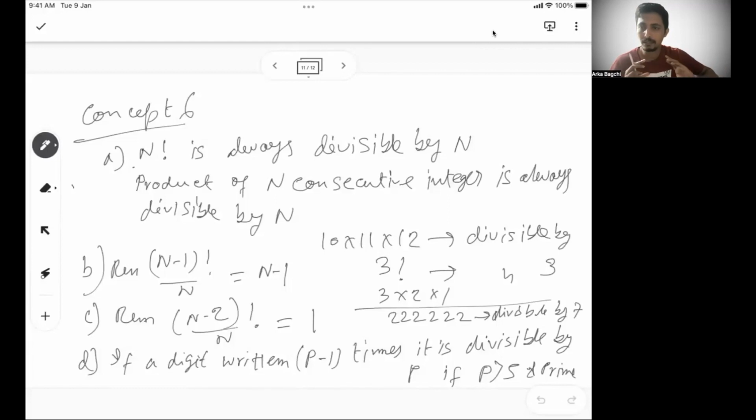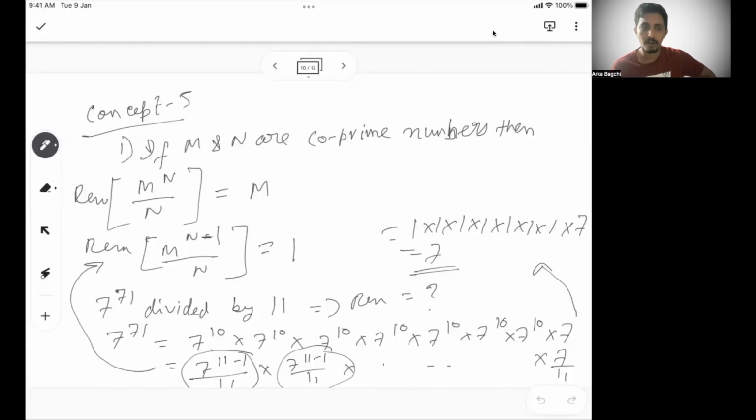So you can take these concepts, put them on a piece of paper, see it before you do number system problems, or when you are going into a mock exam, you can see these formulas quickly, these concepts quickly, so that it's always on top of your mind.